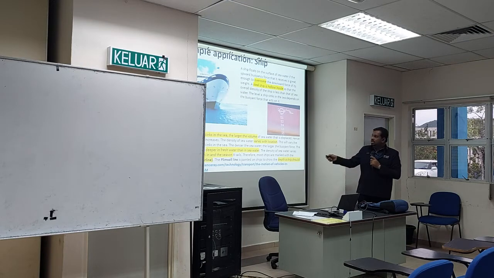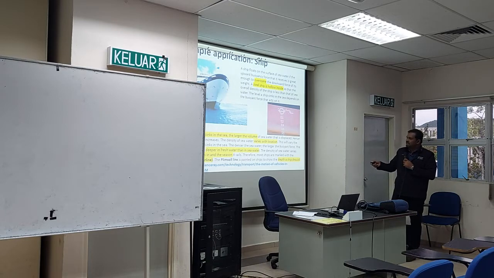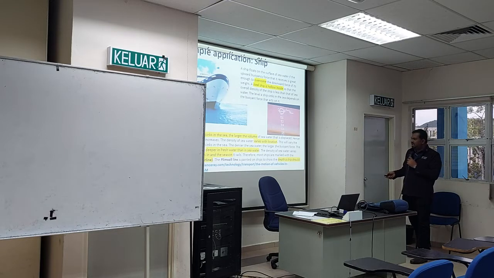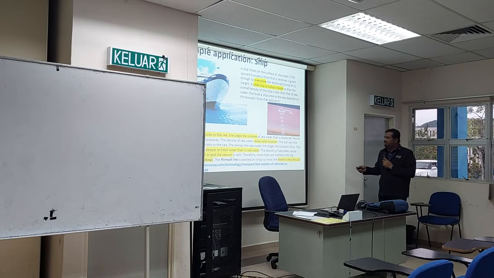So selalunya the ship will be maintained at this level. So level ni adalah kawal by this device. So we call as a Plimsoll line, and it's controlled by this. So the Plimsoll line is painted on ships to show the depth the ship should travel at. So dari luar kita boleh tahu lah.